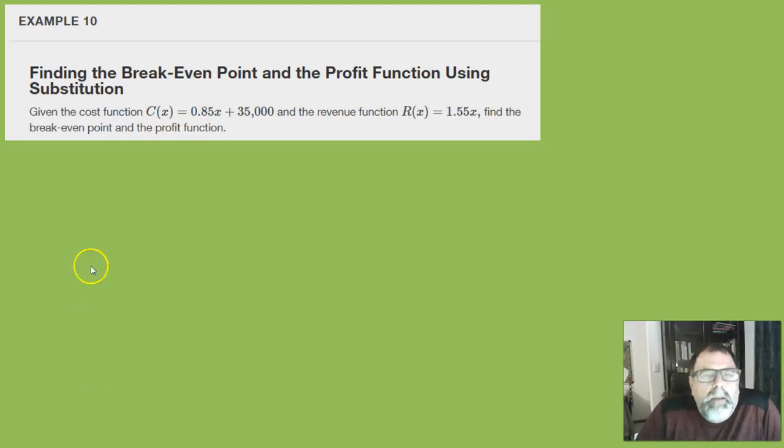All right, let's look at an example, example 10. So this is finding the break-even point of the profit function using substitution. Given the cost function, c of x is 0.85x plus 35,000, and the revenue function is r of x equals 1.55x, find the break-even point and the profit function.